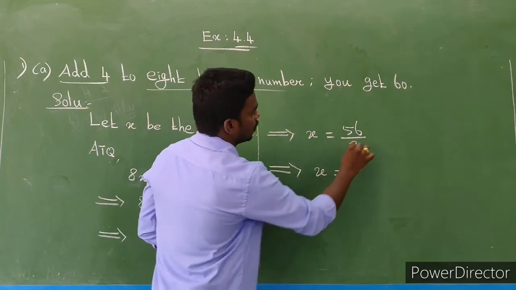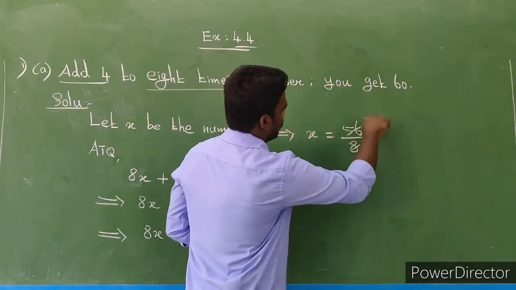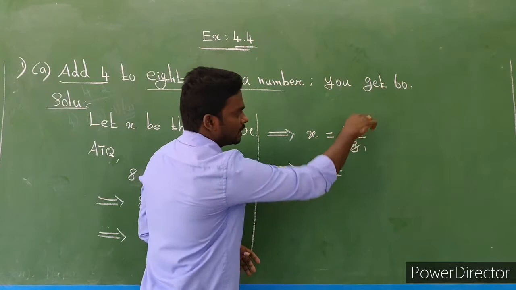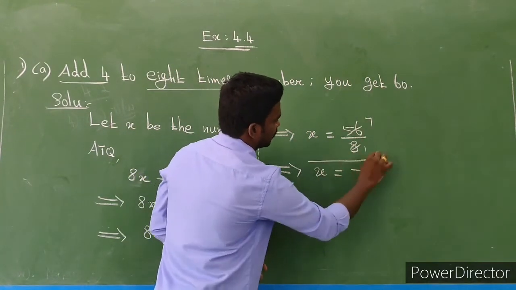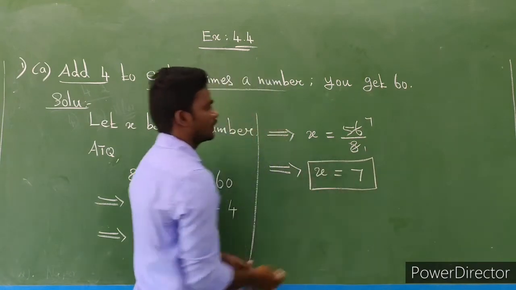x is equal to 56 divided by 8. 1 eight is 8, 7 eights are 56. So the value is 7 by 1, which is 7. So x is equal to 7.